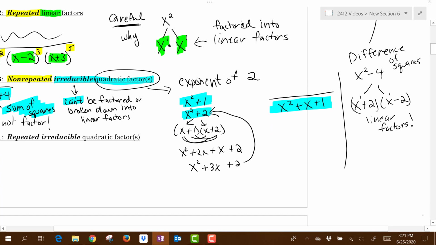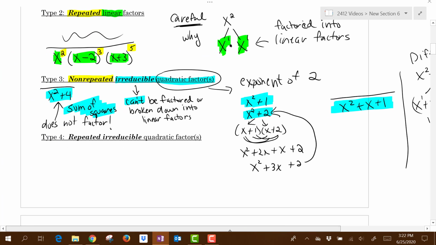So if you have something that has an x squared in it and you cannot factor that down, you cannot break it down, then it's an irreducible quadratic factor. If you can take that x squared and break it down, then it actually fits into another category that represents linear factors.